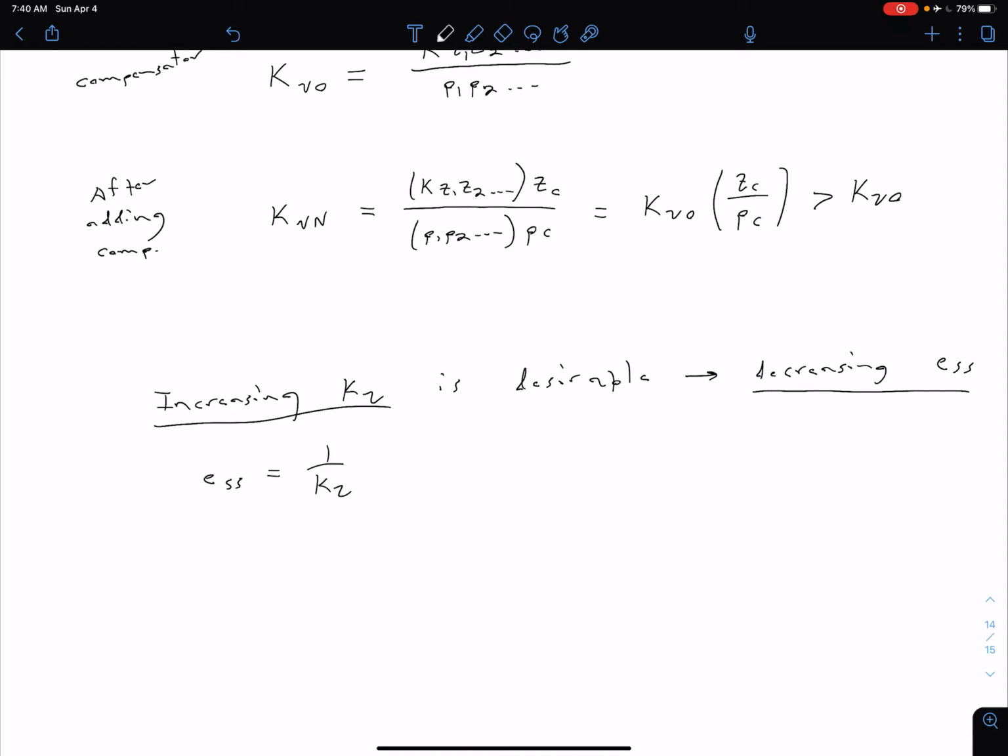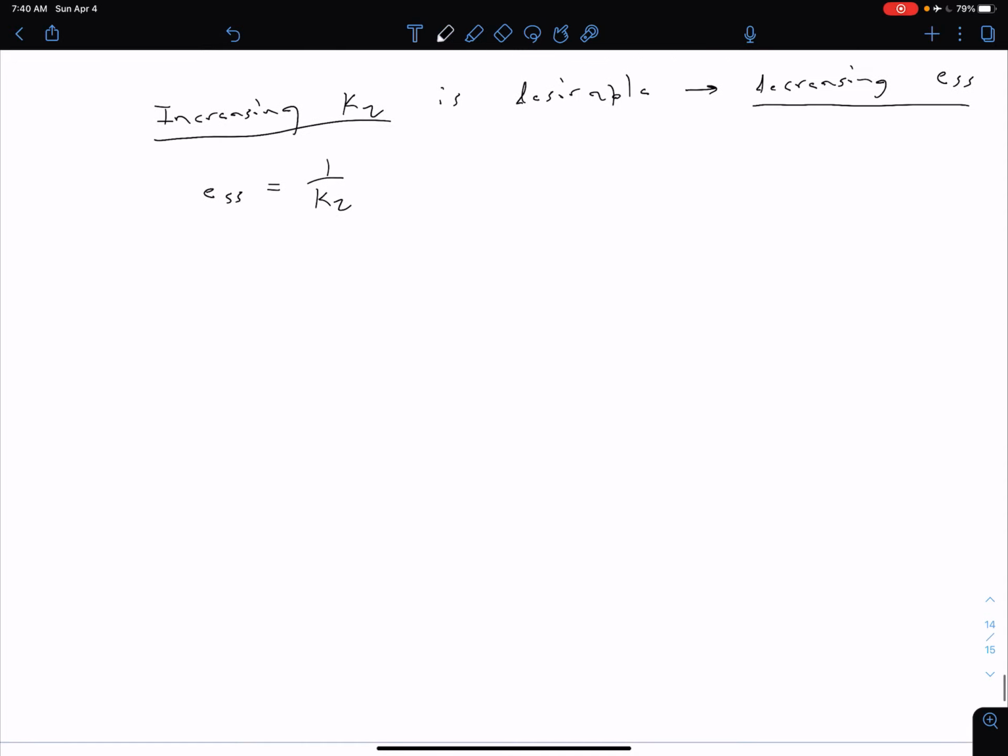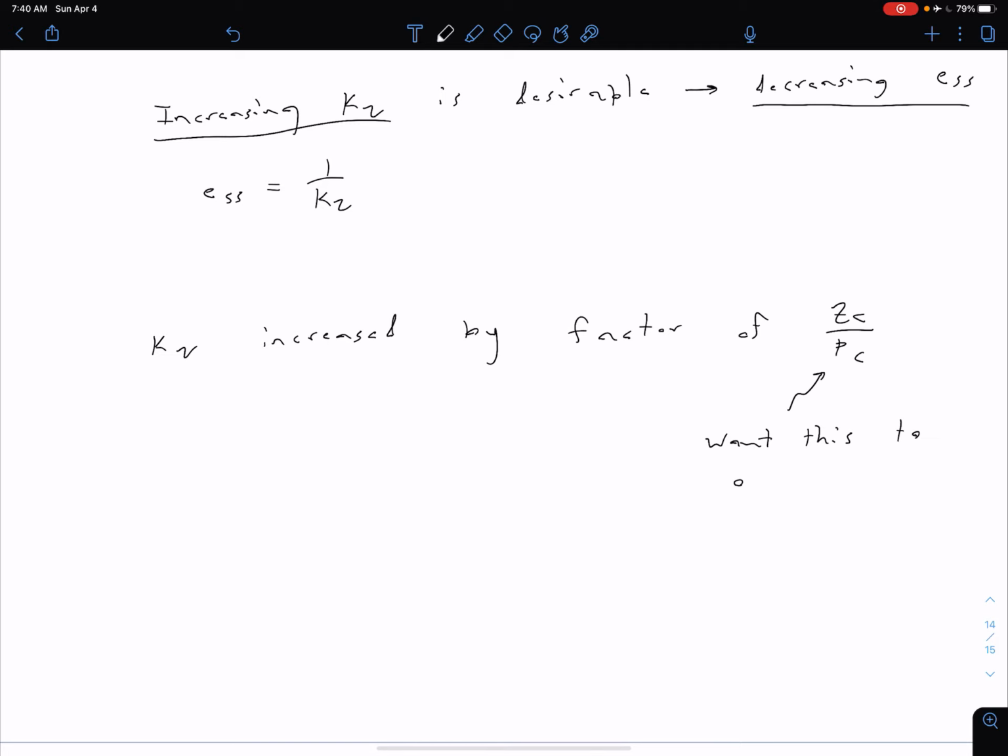So now we want to focus on this here, and we see that our static error constant is being increased by this factor. So we have KV is increased by a factor of ZC divided by PC. So what we want is we want this factor to be large. Okay, so at first glance, we say, let's make that really large so we reduce our steady state error.